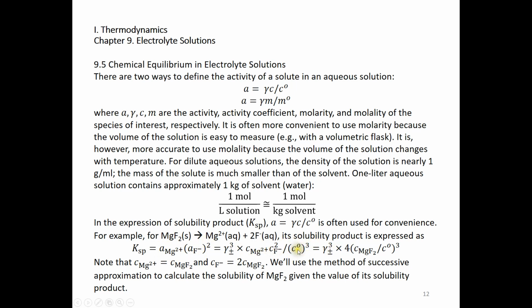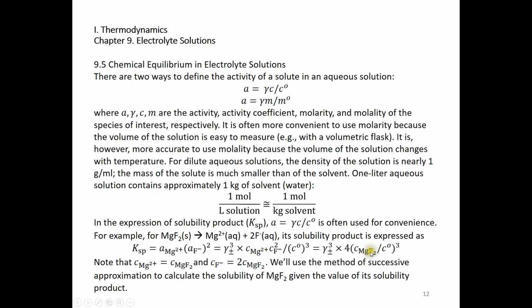Remember to divide C by C0 always in the expression of the equilibrium constant, because an equilibrium constant must be unitless. This is just the standard molar, 1 molar. And now let's look at this equation. Why do we have a 4 here? Very simple. The concentration of fluoride is always 2 times the concentration of Mg2 plus. And also we can denote the concentration of Mg2 plus by the concentration of MgF2 in aqueous solution. This is just a notation, so really this is just equal to the concentration of Mg2 plus.